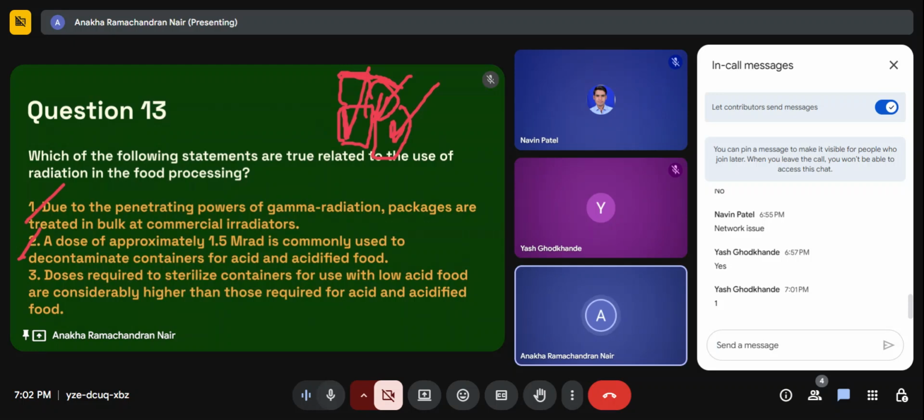That is why it requires less amount of gamma irradiation for decontamination. But similarly, the doses required to sterilize containers that will be used for low acid food, which are more easily spoiled, is higher. You will use higher amount of gamma radiation to sterilize than in the case where the food that you were packaging was acid or acidified food. All right. So all three of them are correct. Any doubts in this question?